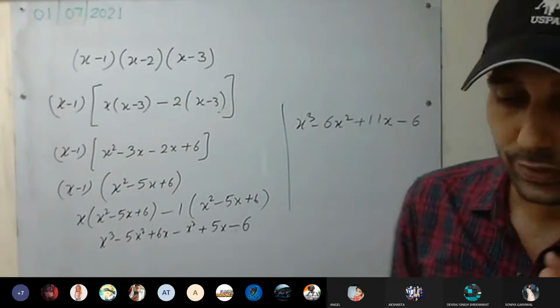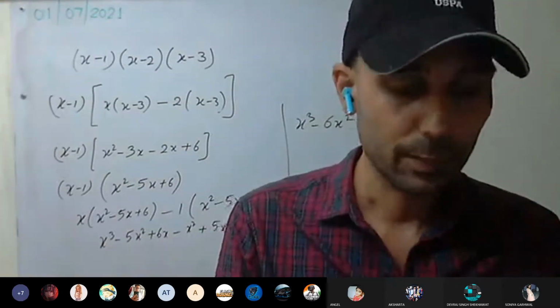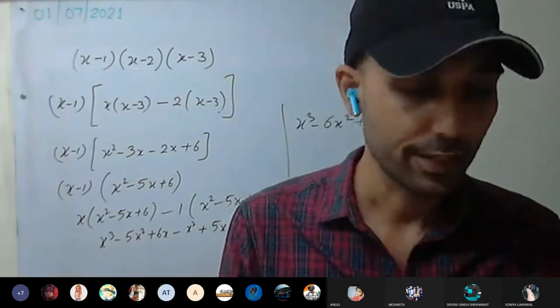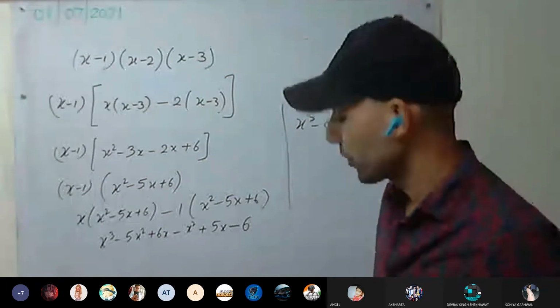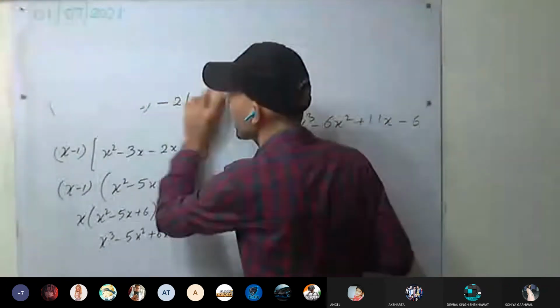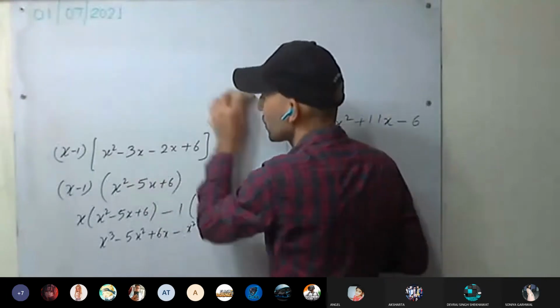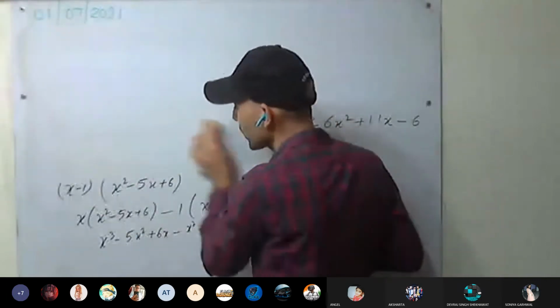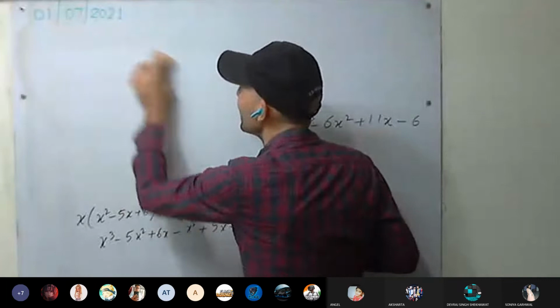Next one, see here, what is easier? If you multiply the first two, it is x plus y into x minus y. Can anyone figure out the answer just by looking at the question? Don't look at the answer below.